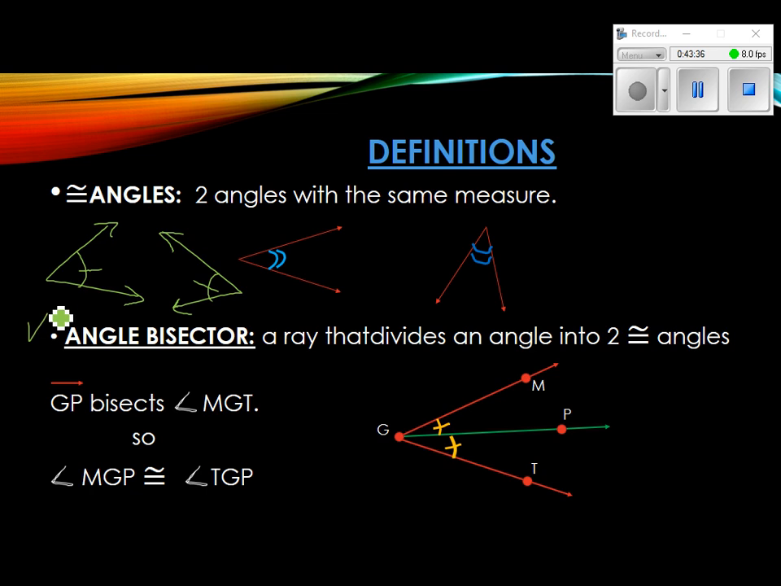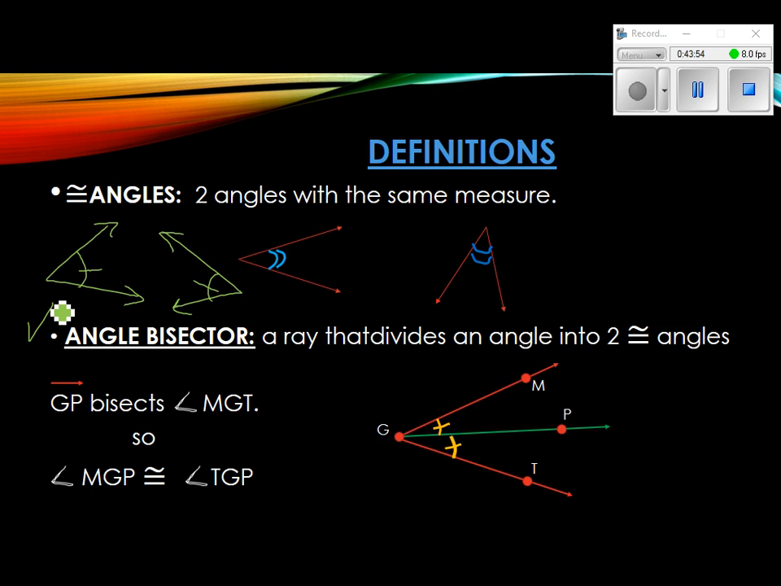Angle bisector. What's an angle bisector? It splits the angle in half. It's a ray. It's got to be a ray if I have an angle here. The only thing that can bisect an angle is a ray. All right? An angle bisector splits the angle into two congruent angles.